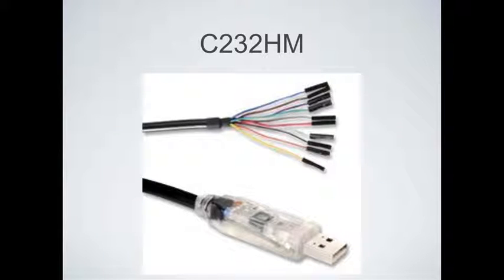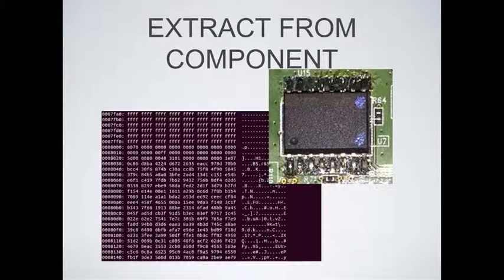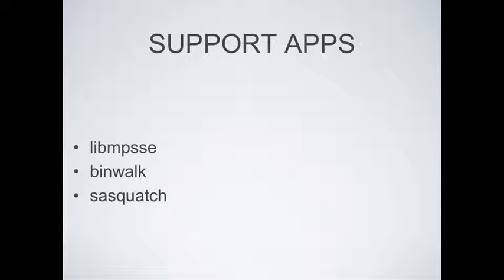Here is an example. What you normally need, when you're doing extraction over SPI, is a really good cable to have. It's a C232HM. It's based on the multi-protocol synchronous serial engine, the MPSSE. It can handle up to about 30 megabits per second over JTAG or SPI or I2C.